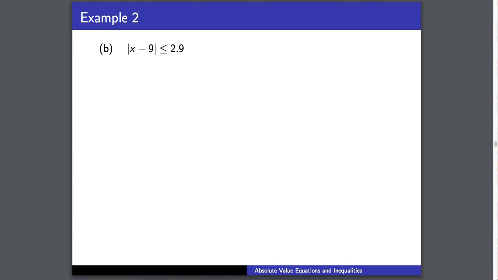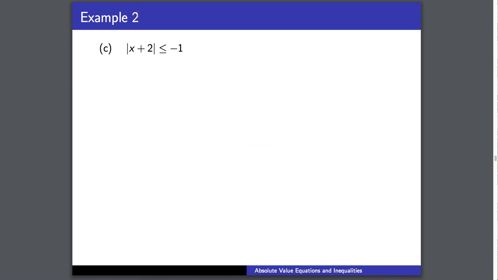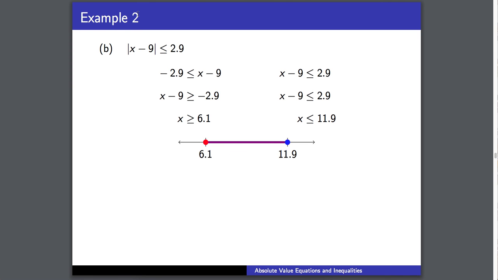All right, part B, absolute value of x minus 9 less than or equal to 2.9. We can separate this into two inequalities and add 9 to both sides. We get x is greater than 6.1 and x is less than 11.9. So shade in between, and they do get closed circles because of the less than or equal to part.